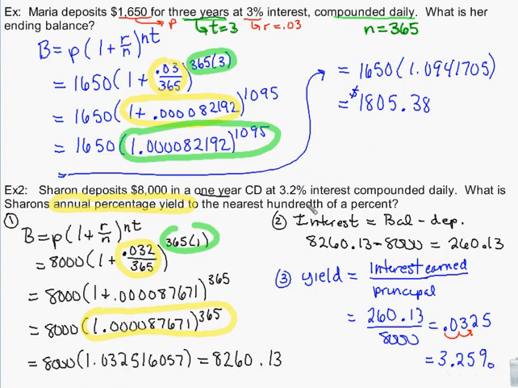So she was paid 3.2%, but she earned 3.25%. So can you see why the banks would advertise that as opposed to the 3.2? Yes, no? Okay, well I can see why the banks would advertise that. It looks better.